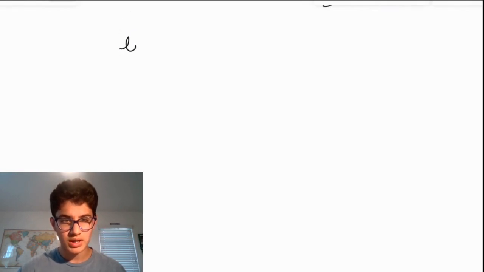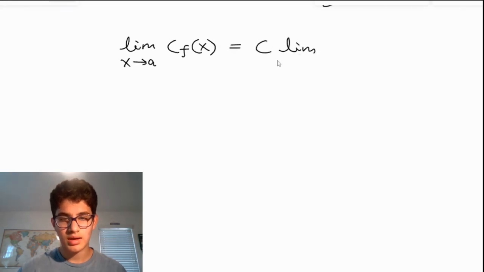This one is pretty easy. The limit as x approaches a of c times f of x, okay, that's a c, is equal to c times the limit as x goes to a of f of x. And that's probably pretty straightforward. You basically can just take out a constant. If there's a constant, you can take it out.